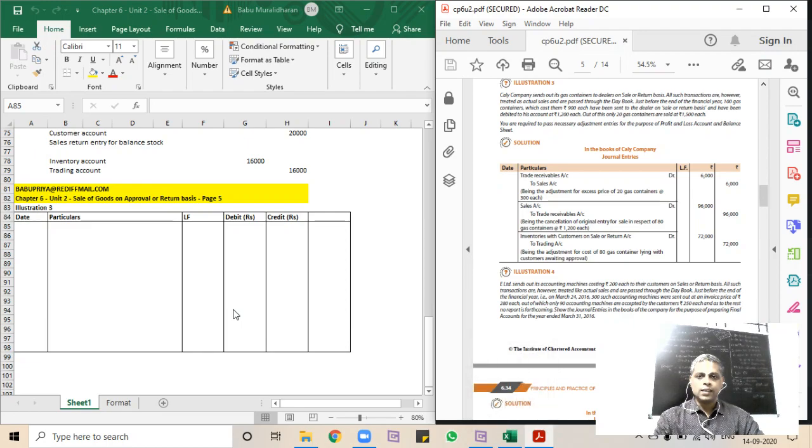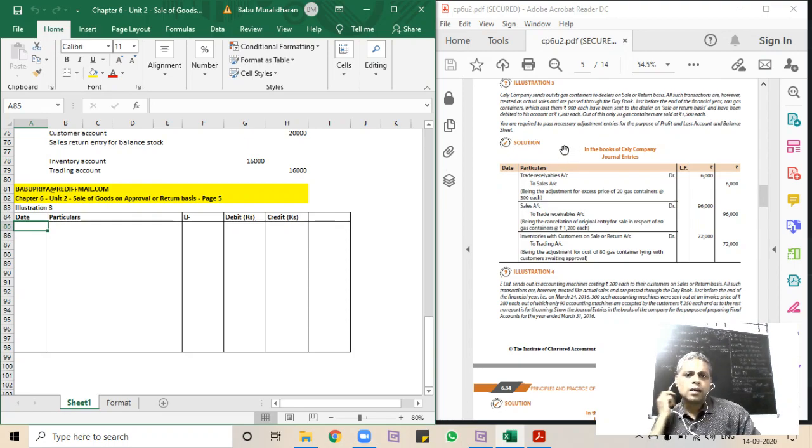Let's continue with the sale of goods on approval or return basis. And we are in illustration 3. I'm on page number 5, CA Foundation, chapter 6, unit 2, page number 5. So illustration 3. A courier company sends out its gas containers to dealers on sale or return basis. So all such transactions are, however, treated as actual sales and are passed through the day books normally.